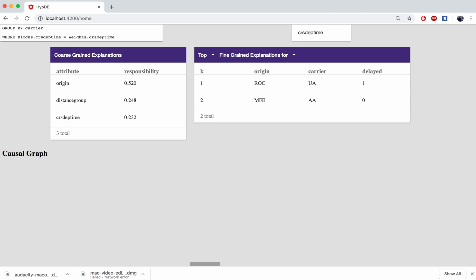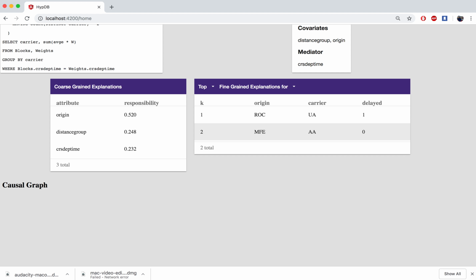Finally, HypDB generates two kinds of explanations for the bias query. We argue that these explanations are crucial for decision making and reveal illuminating insight about the domain and the data collection process. HypDB generates coarse-grained explanations by ranking the detected confounding factors in terms of their responsibility for making the query biased. In this case, as you observe here, origin airport has the highest responsibility.